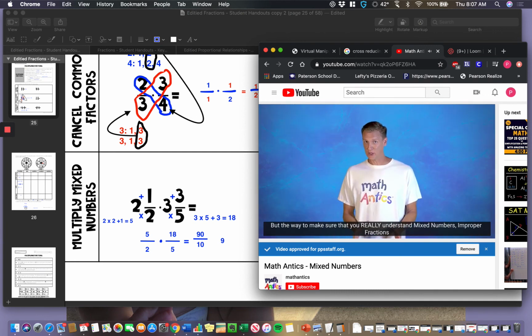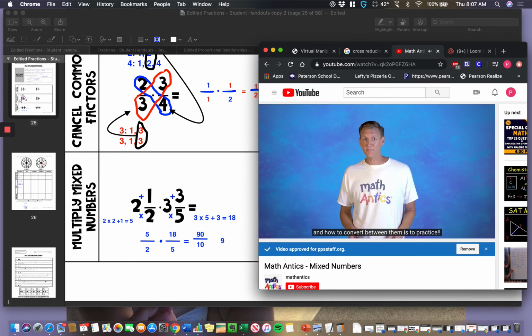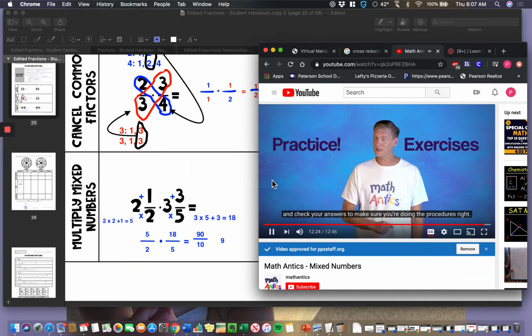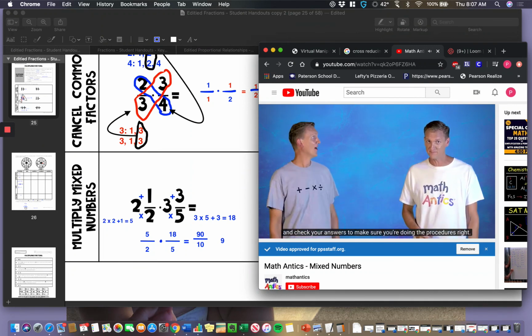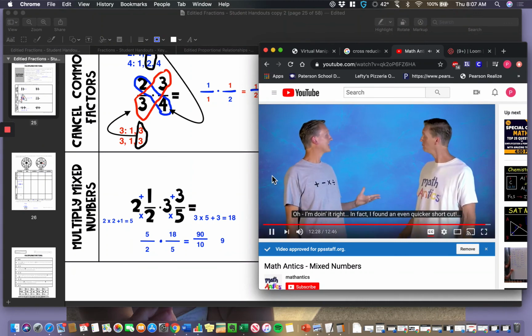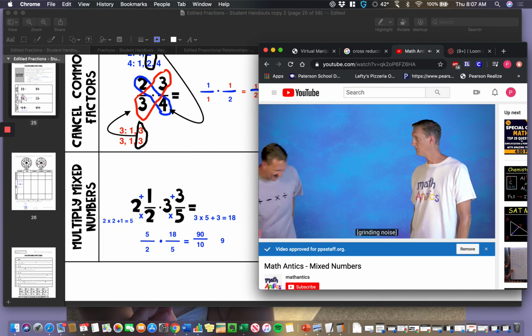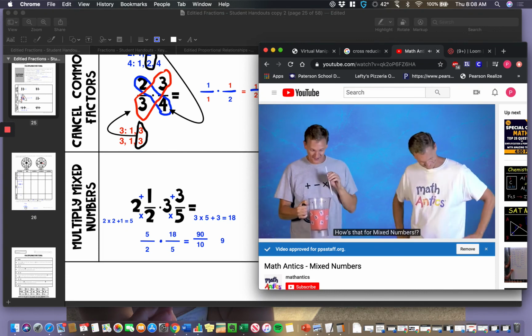But the way to make sure that you really understand mixed numbers, improper fractions, and how to convert between them is to practice. You need to do some exercises on your own and check your answers to make sure you're doing the procedures right. Oh, I'm doing it right. In fact, I found an even quicker shortcut. How's that for mixed numbers?